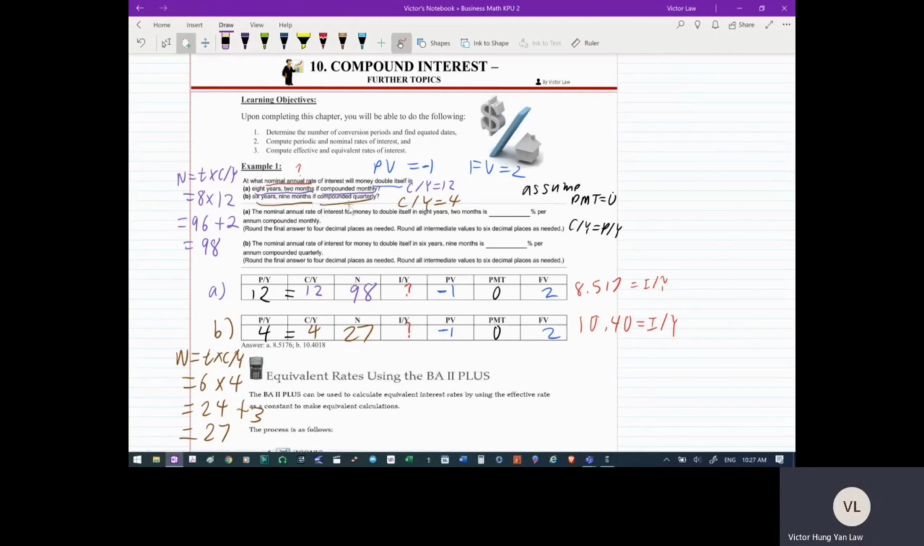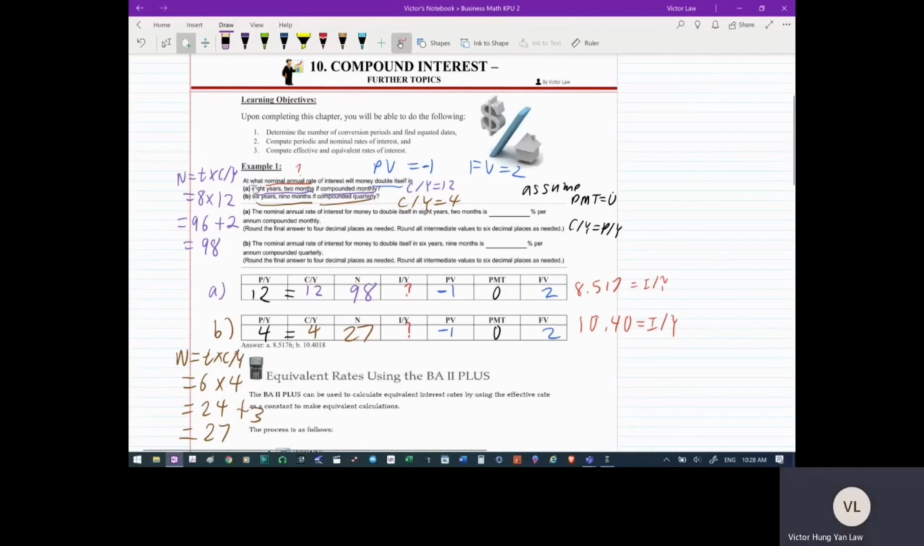So when we're solving these questions, we have 2 lines of boxes. The first line of boxes is for part A, and the second line of boxes is for part B. So the first line is for the 8 years and 2 months, and part B is for the 6 years and 9 months. Basically, we're filling in the boxes, and how we fill the boxes is we look at the question and then look for those variables.